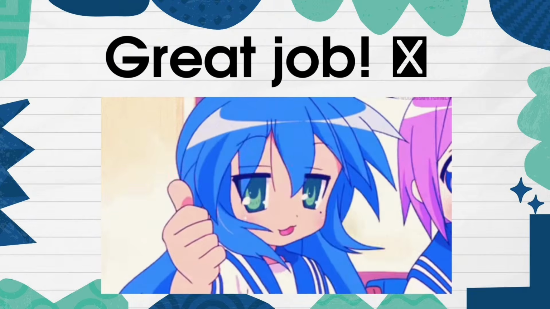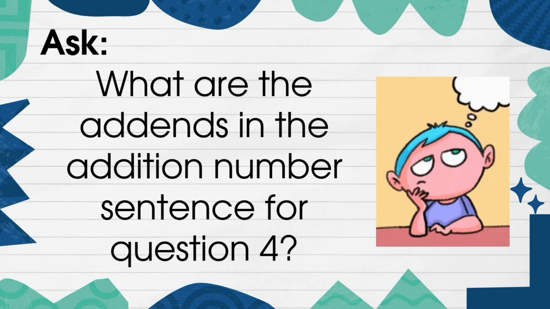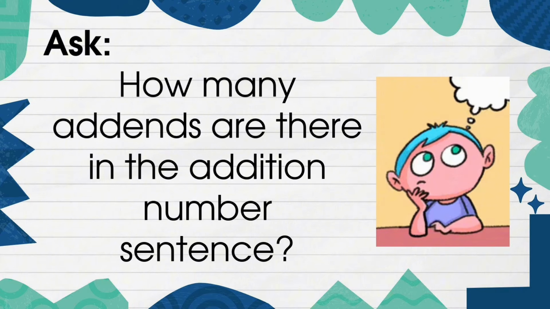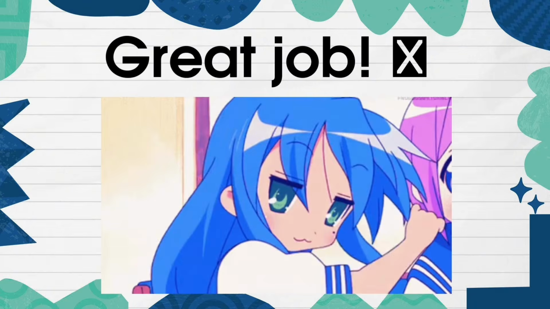Great job! Now look at the given number sentences in question number 4. 13, 20 plus 12 equals 45. What are the addends in the addition number sentence for question number 4? How many addends are there in the addition number sentence? How did you add the 3 addends? Great job!